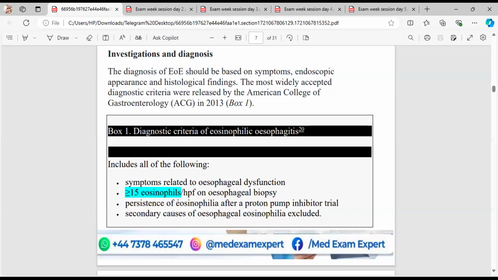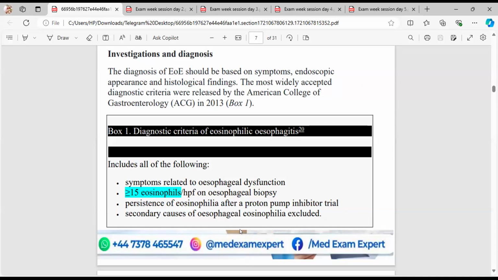But if the question says that these are the symptoms and the biopsy is already done, and in the biopsy more than 15 eosinophils are there, it means this is the diagnostic criteria, and this is from RCGP. This is the diagnostic criteria of eosinophilic esophagitis: the symptoms, and more than 15 eosinophils. Then it means this is a confirmed case of eosinophilic esophagitis. And then our next step will be treatment of this eosinophilic esophagitis.